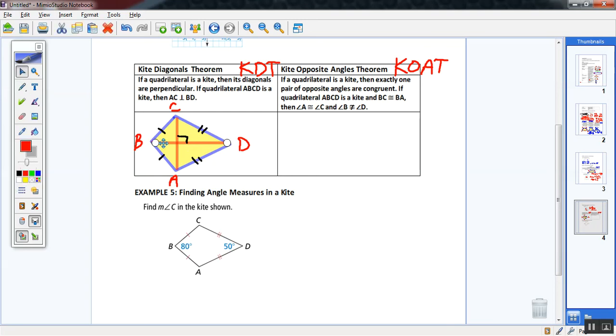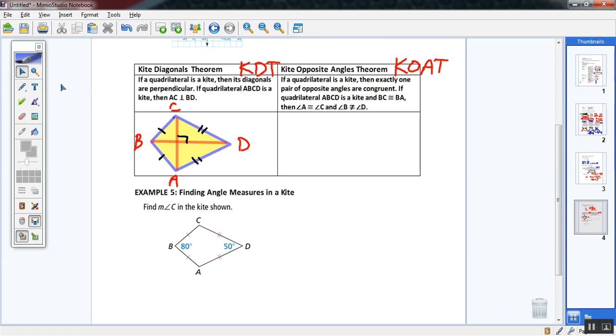So if I have a kite, in any kite, the diagonals are what? 90. Okay, so if I have a kite and you draw the diagonals, you can say that angle's 90 by the kite diagonals theorem, or KDT. Next one says a quadrilateral again is a what? Kite. Then exactly one pair of opposite angles are congruent. So if quadrilateral ABCD is a kite, then BC is congruent to BA.